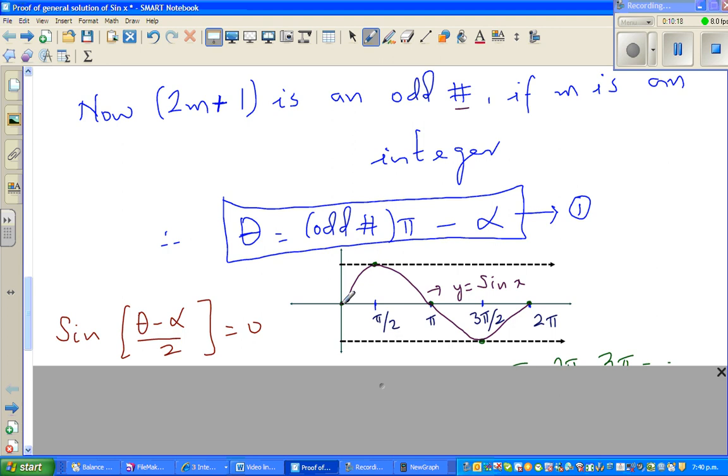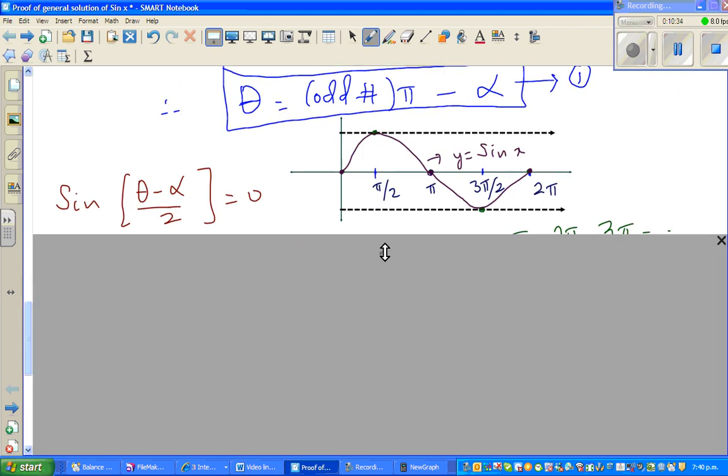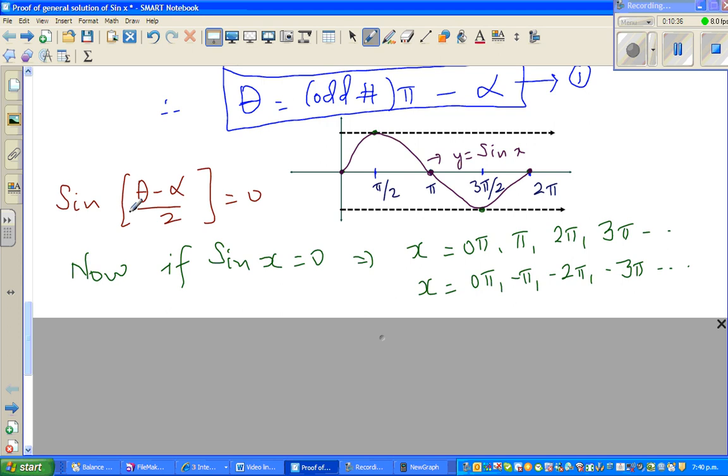So we know that sine starts at 0, then you get a 0 at pi, then at 2 pi, 3 pi, and so on. And if you go anticlockwise, you get zeros at minus pi, minus 2 pi, minus 3 pi, and so on. So generalizing that, let us put this away and think about this.